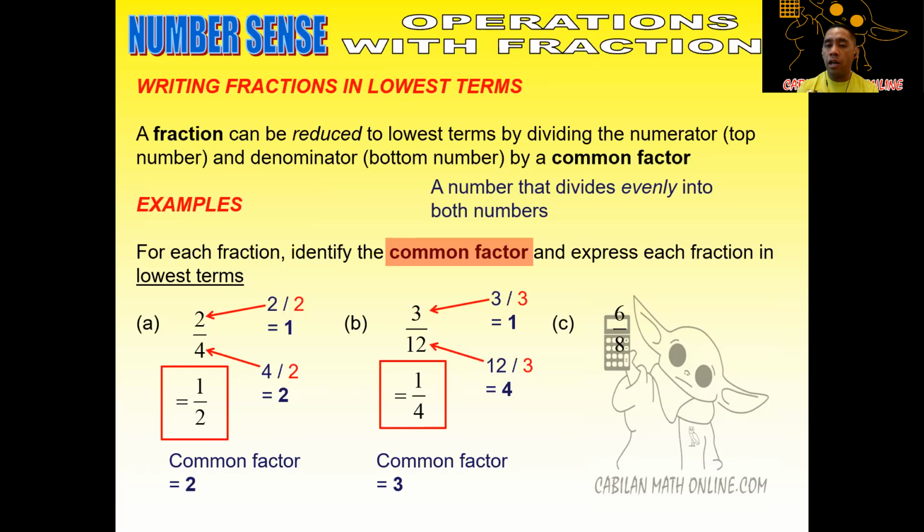But since it needs to go evenly into both numbers, 4 is not the answer here. So let's take a look at 2. Well, 2 goes into 6, yep, and 2 goes into 8, sure it does. So what we're going to do in here is the common factor here is 2.